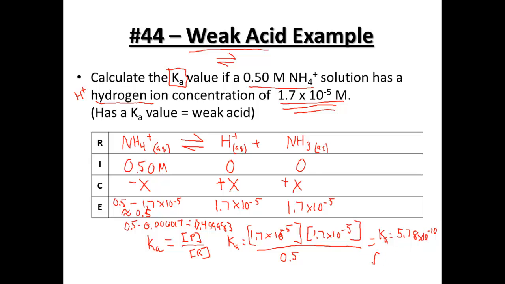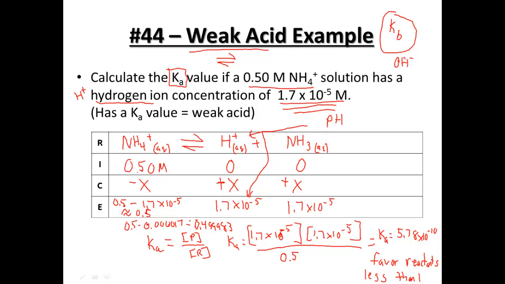Less than 1, so this is going to favor reactants. So remember, less than 1 favors the reactants. If we wanted to, we could also use the H plus. If we want to find pH, you just use your H plus concentration, which would have been down there. So that's going to be our way of looking at solving for Ka. Remember, you can solve for Kb in the exact same manner, except you're looking at the OH, the hydroxide concentration instead.